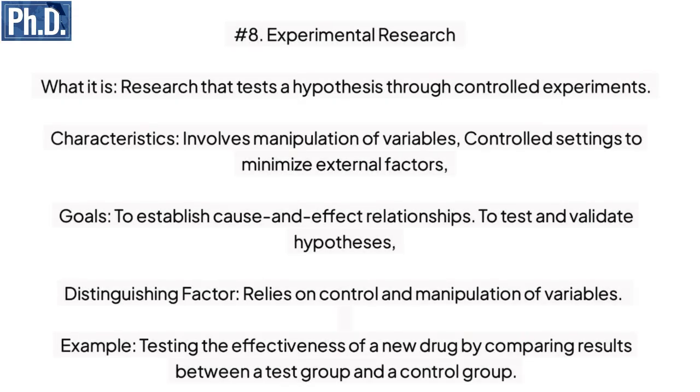Number 8. Experimental research. What is it? Research that tests a hypothesis through controlled experiments. Characteristics. Involves manipulation of variables, controlled settings to minimize external factors. Goals. To establish cause and effect relationships. To test and validate hypotheses. Distinguishing factor. Relies on control and manipulation of variables. Example, testing the effectiveness of a new drug by comparing results between a test group and a control group.